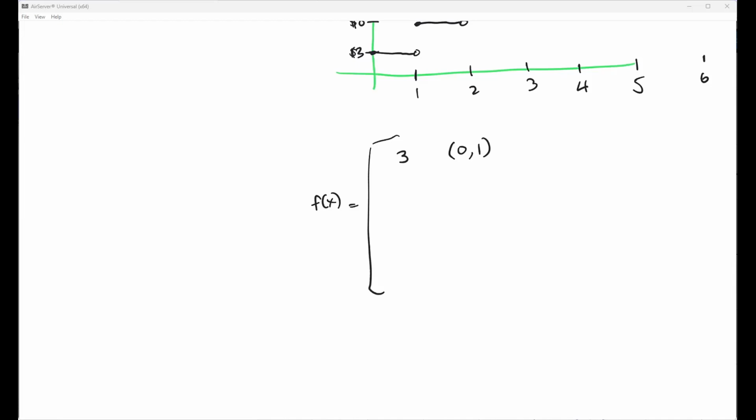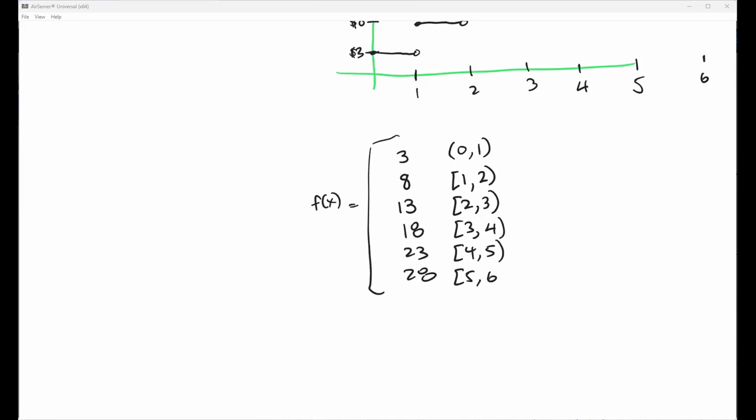Then how much would it be after the first hour? It would be $8, and it would be at the 1 hour mark till when? 2. You guys getting this? Then it would be 13 between the 2 hour mark and the 3rd hour. And then 18 between the 3rd hour and the 4th hour. 23 between the 4th hour and 5th hour. 28 between the 5th hour and 6th hour. And then what happens? It would be 30.